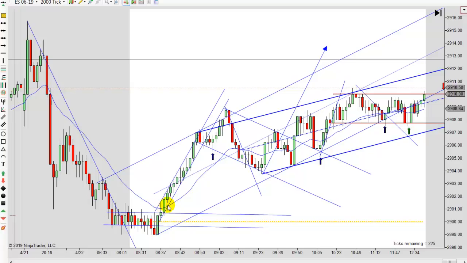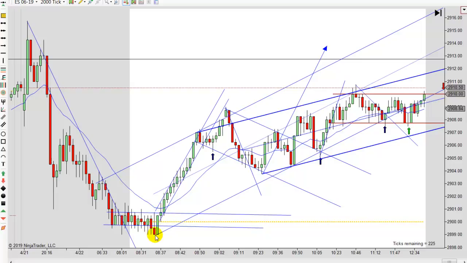Probably will fail. So that's what really is hard for some people to deal with, is to see a setup like that and then talk themselves out of it because they're following the rules, and then it takes off like that. But trust me, if you followed the rules, which say you can't enter here because you're entering into all that resistance, you did the right thing.